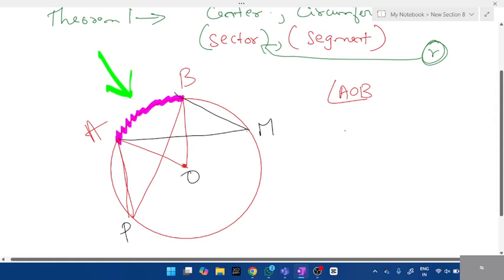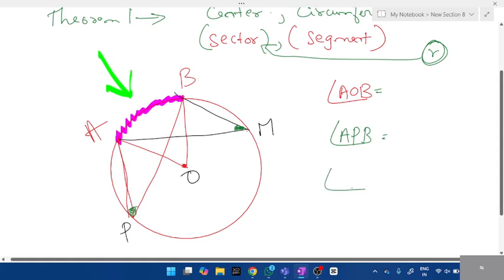Next, tell me the next angle. What are the next two angles formed? APB, right? Is it a sector or a segment? Segment. Who's telling sector? APB, students. What is AP and AB? Is it a radius or chord? AP is a radius or chord? Chord. So it is a segment.